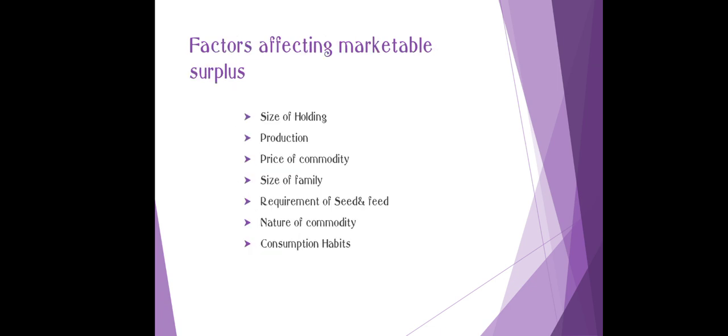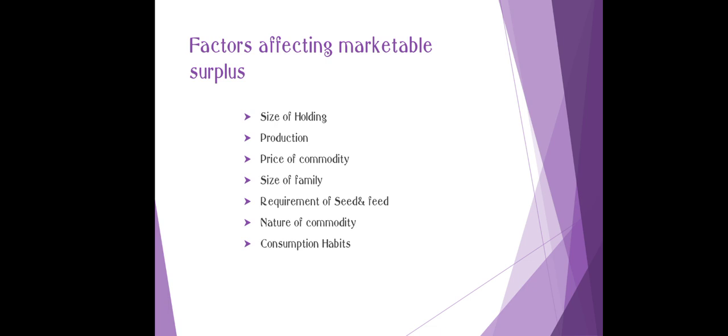Now let's discuss the factors affecting the marketable surplus. The factors which affect the marketable surplus are: size of holding. There is a positive relationship between the size of the holding and the marketable surplus. Next is production. The higher the production on a farm, the larger will be the marketable surplus and vice versa.